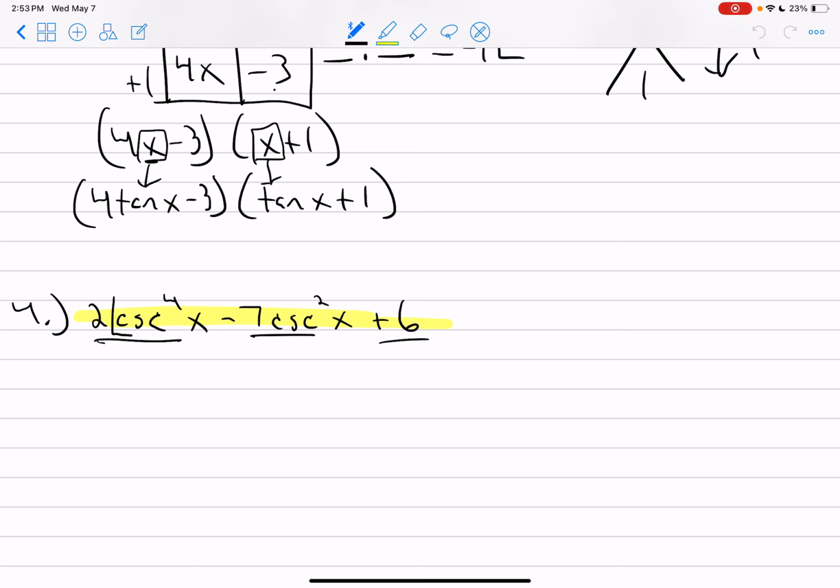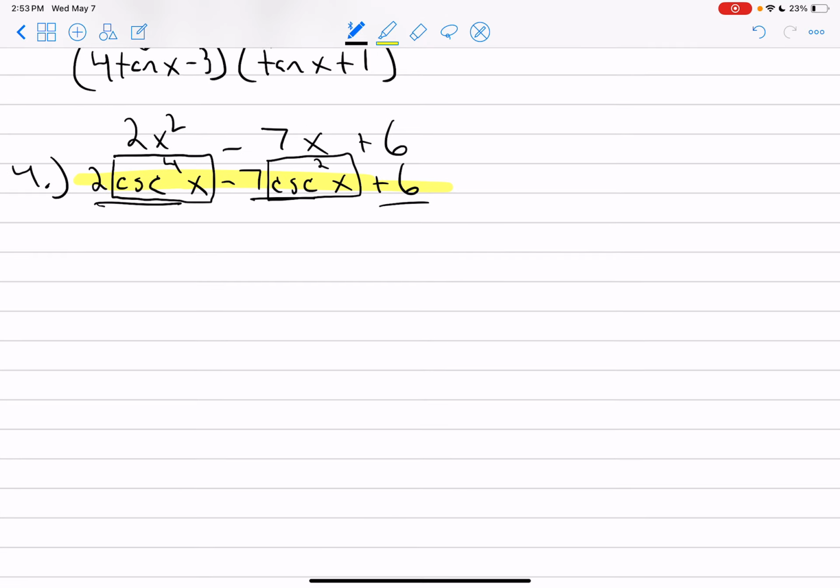Just like before, I'm going to call this my x squared term. I'm going to call this my x term. So this is basically, I'm going to factor this like 2x squared minus 7x plus 6. All right? Stick with me. Why don't you factor that? I know for sure you know how to do that. So cool. You factored it and you were like, Bass, this is nothing. I got this.